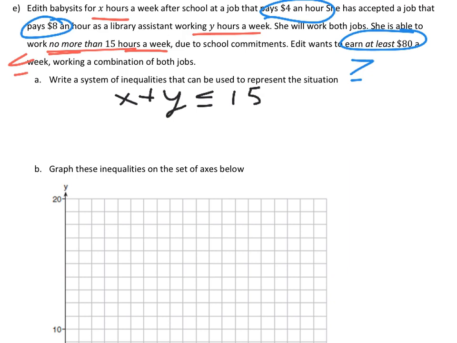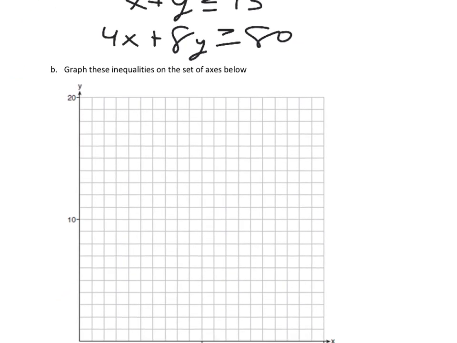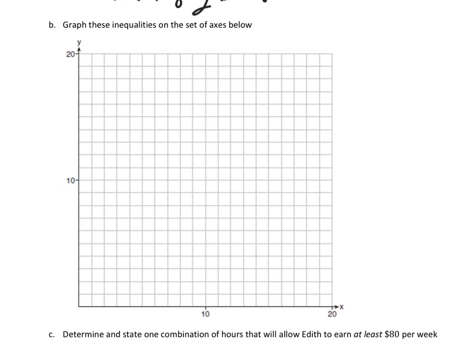The second one, now we're talking about money. She has to work both jobs. Well, she's going to work babysitting, so she gets $4 per hour. And she's working the other job, and she gets $8 per hour. And she needs to earn at least $80. So she's setting a goal. Maybe she wants to buy something, but she must earn at least $80. So slowing down, reading, and understanding the problem is going to make the writing of the inequalities much simpler for you. Now that we have those, letter B, graph these inequalities on the set of axes below.